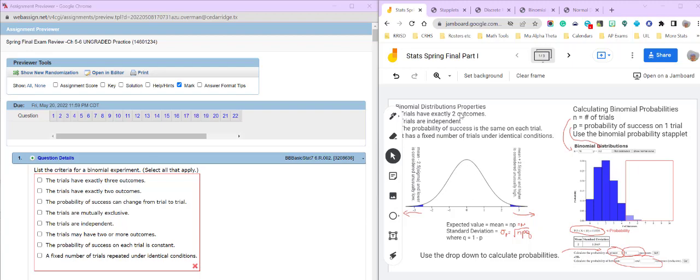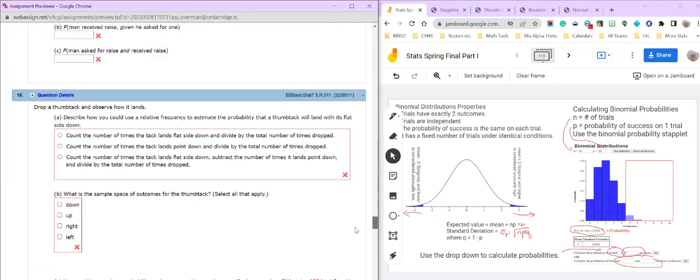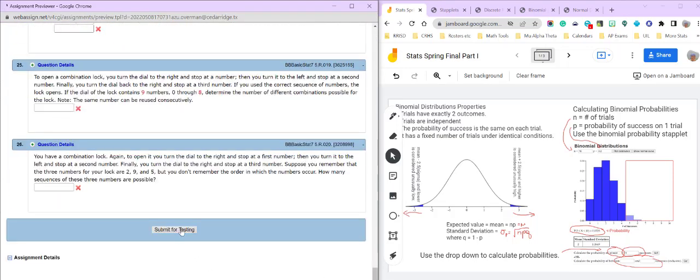You need to have exactly 2 outcomes, not 3. So make sure you check that box. Probability of success should not change. It should be the same on every trial. And the trials are independent. They need to be independent. And a fixed number of repeated trials under identical conditions. So that should be the 4 that you need to check on that problem.